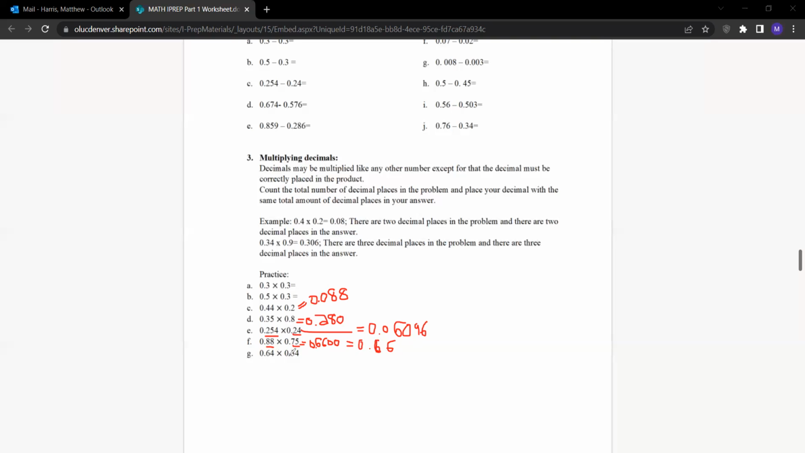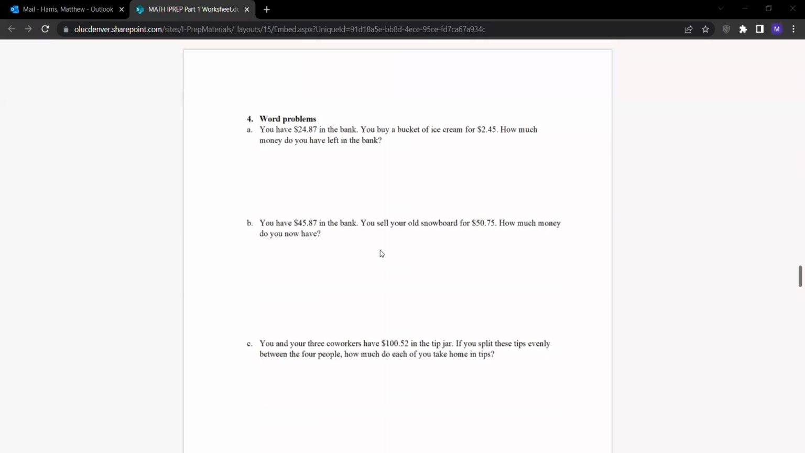All right, so our last one, we have 0.64 times 0.34. So we're going to get 2,176. And then we're going to move it 1, 2, 3, 4 spots. 1, 2, 3, 4. So it's going to be 0.2176. So that is multiplying decimals.